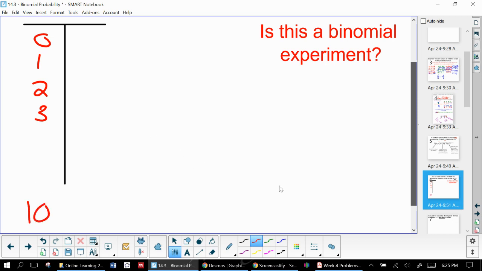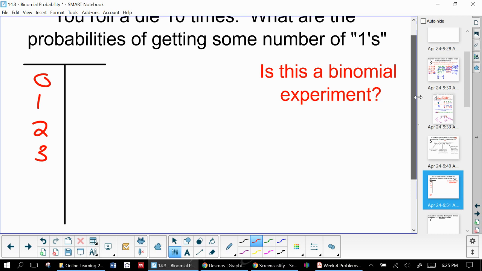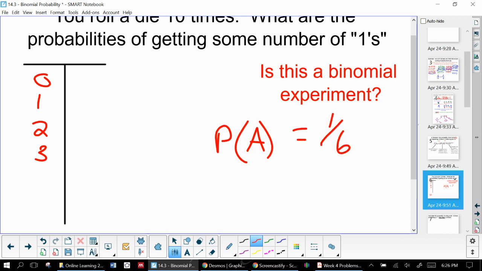And so the first question you have to ask yourself is, is this a binomial experiment? Are there only 2 options? Even though a die has 6 sides, this does just have 2 options: we get a 1 or we don't get a 1. The probability that we get a 1 is going to be 1 out of 6. The probability that we don't get a 1 is going to be 5 out of 6.